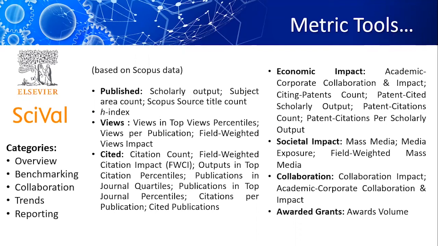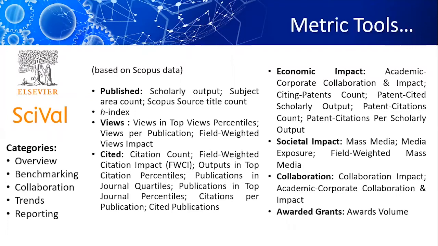Here you can use different metrics like Published. Under Published, you can find scholarly output, subject area count, Scopus source title count, and H index for the individual authors. And under Views, views count, publications in top views percentiles, views per publication, field weighted views impact. In these metrics, you can use multiple metrics from any of these categories. You can select and generate the reports.